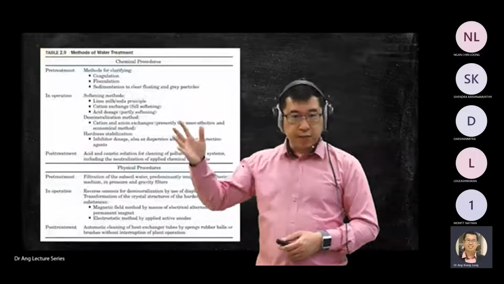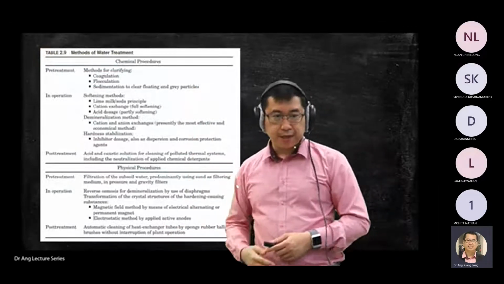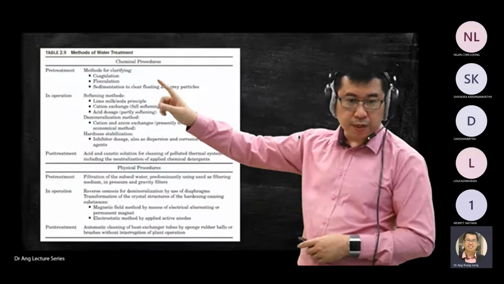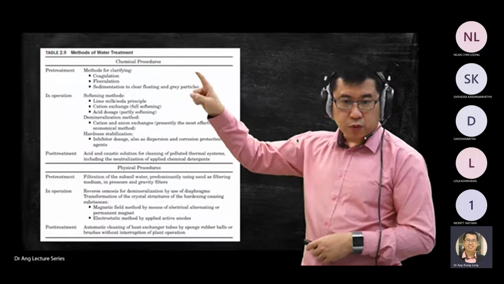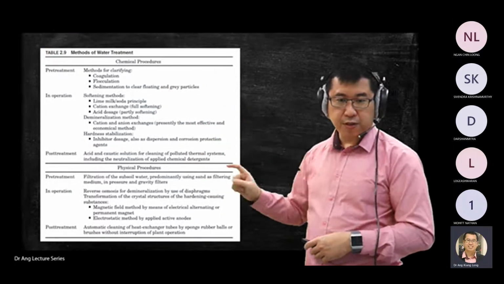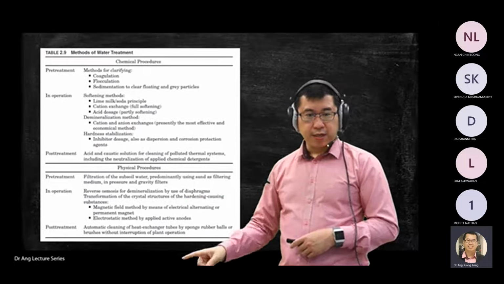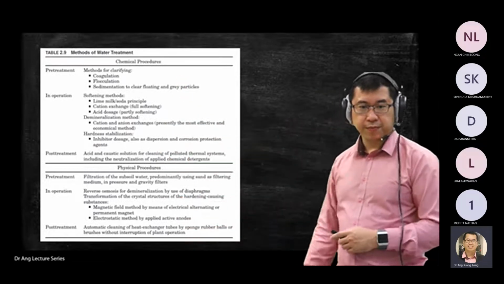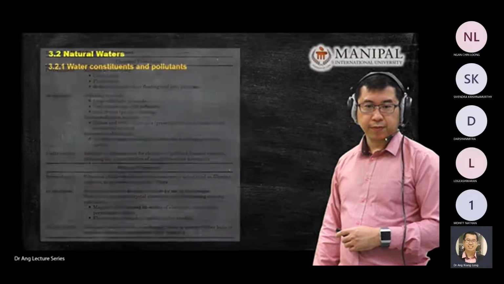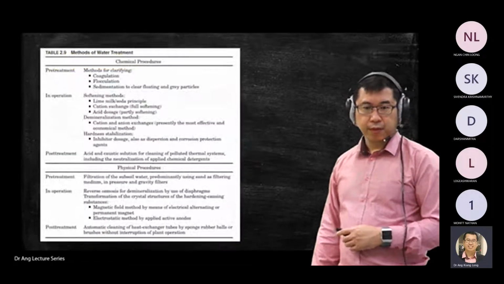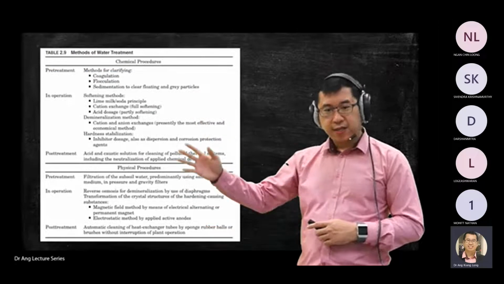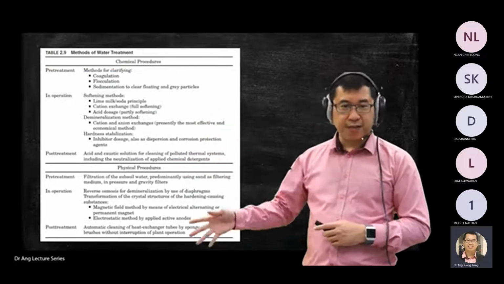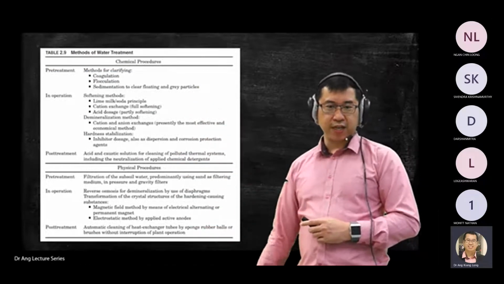So again, there's another table to look at. This is the method of water treatment. So you have two: chemical procedure and physical. So you can read. So go home and read. This is your homework. Yeah, go and read. Don't be surprised if I ask something from the homework that I asked you to read.